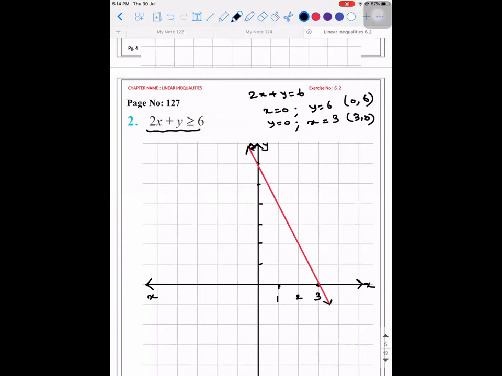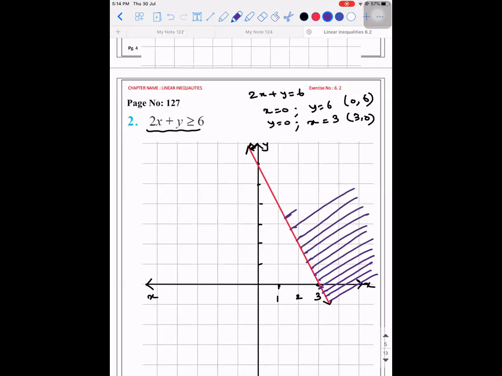Right? Now what are we supposed to do? Substitute origin and see. Is the origin going to satisfy this? 0 plus 0 is greater than or equal to 6. Is it satisfying? No, sir. We should shade this portion. So this will be the required answer. I hope it is clear.